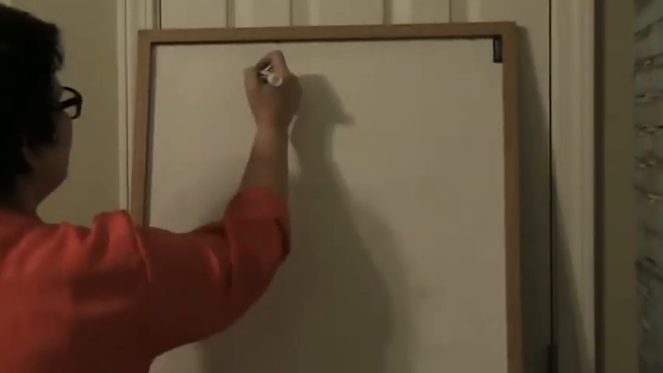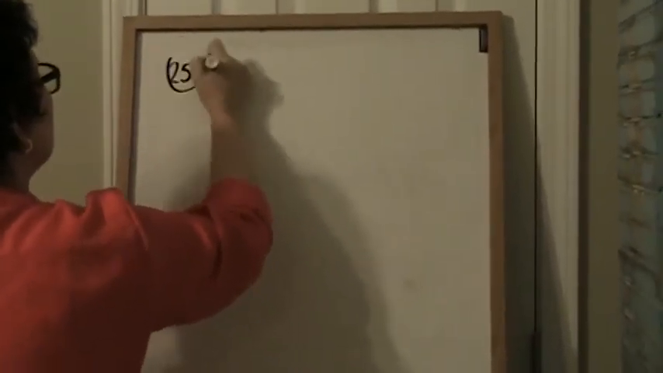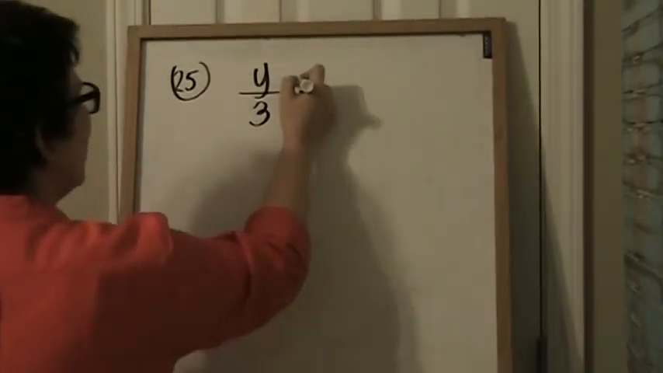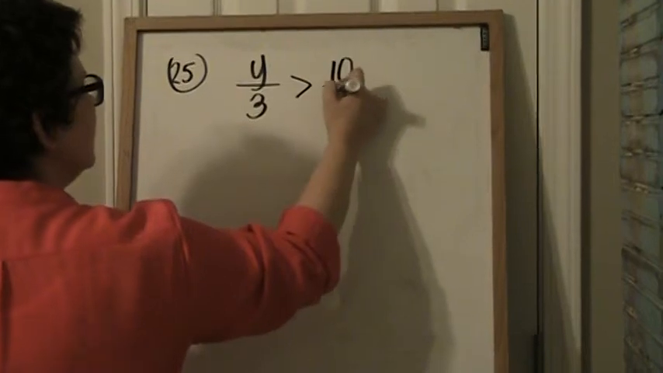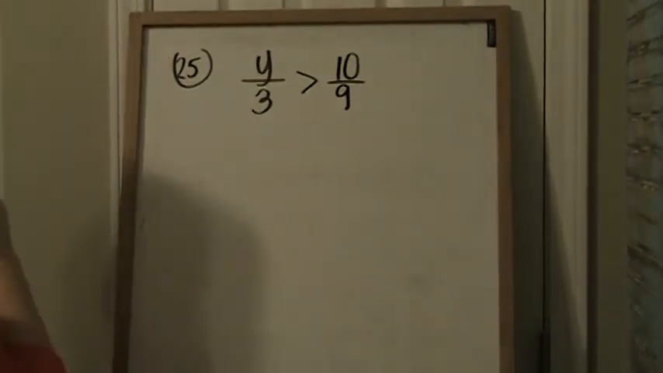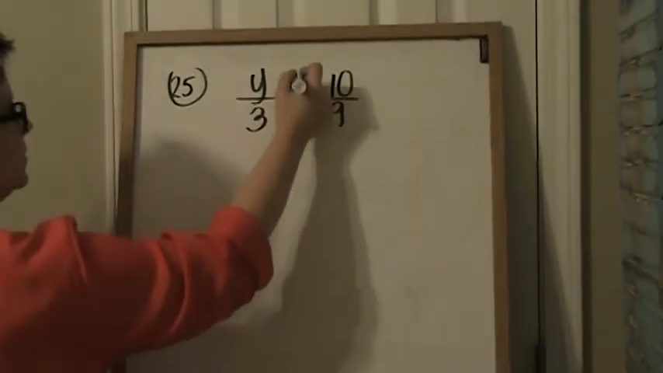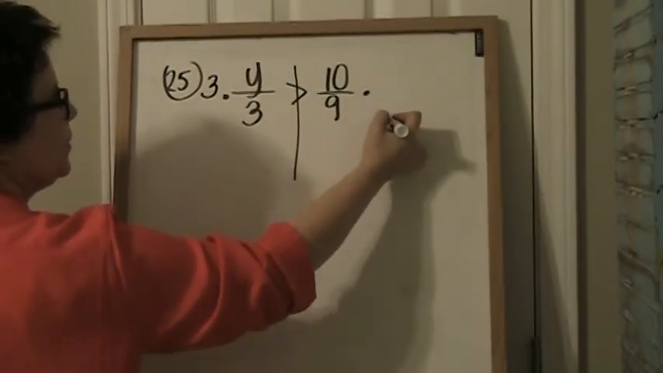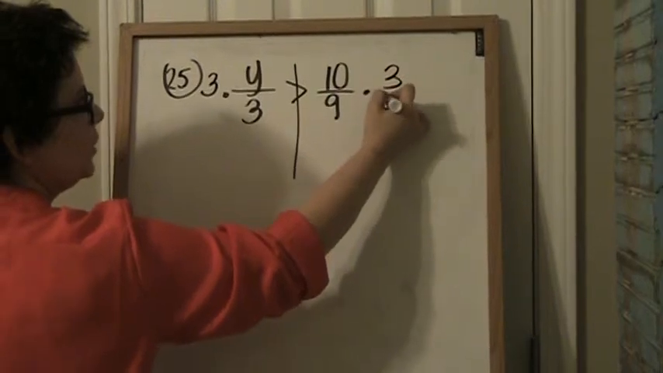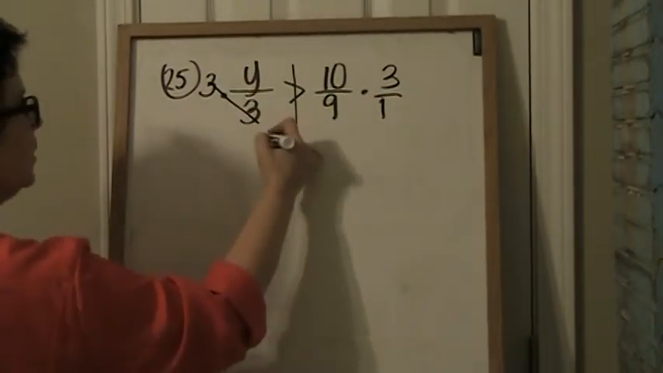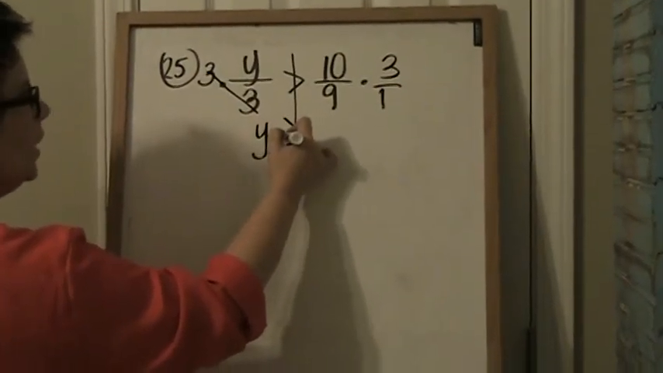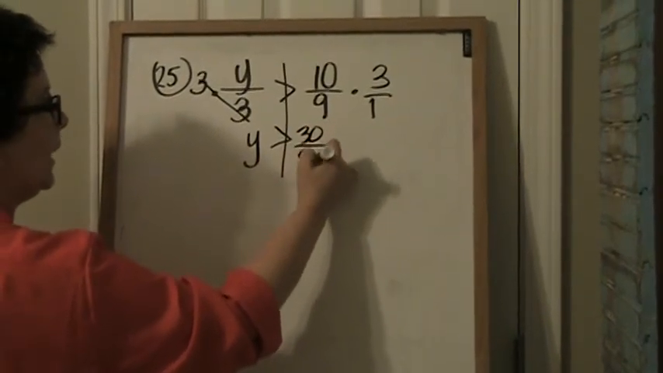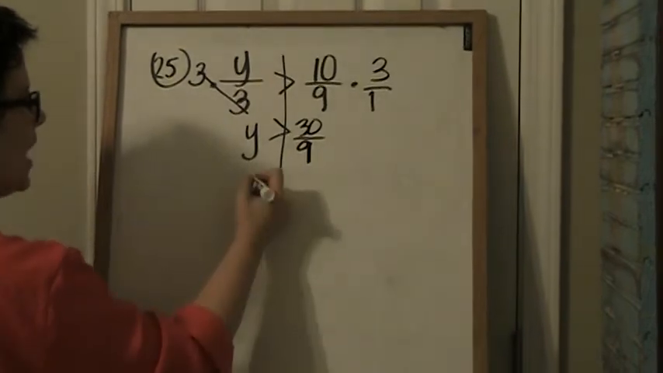Number 25 is y over 3 is greater than 10 ninths. Okay? So that means divide. So I'm going to multiply, and then I'm going to multiply. Well, if I'm going to multiply by 3, it's the same thing as 3 over 1. So that leaves me with y is greater than 30 over 9.